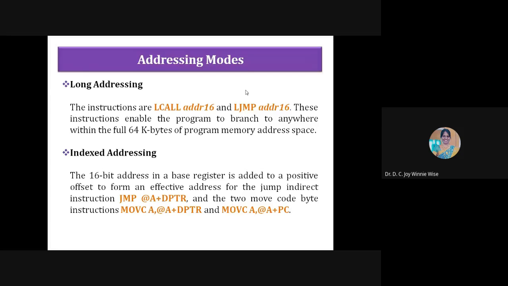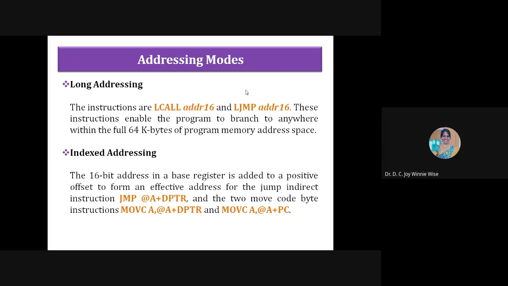While using this instruction, we can call and also jump to any memory location available in the 64 KB of program memory. How do we get this 64? The address bus is 16 bits, so 2 power 16 is equal to 64 kilobytes. So for long addressing, the instructions long call and long jump will come.